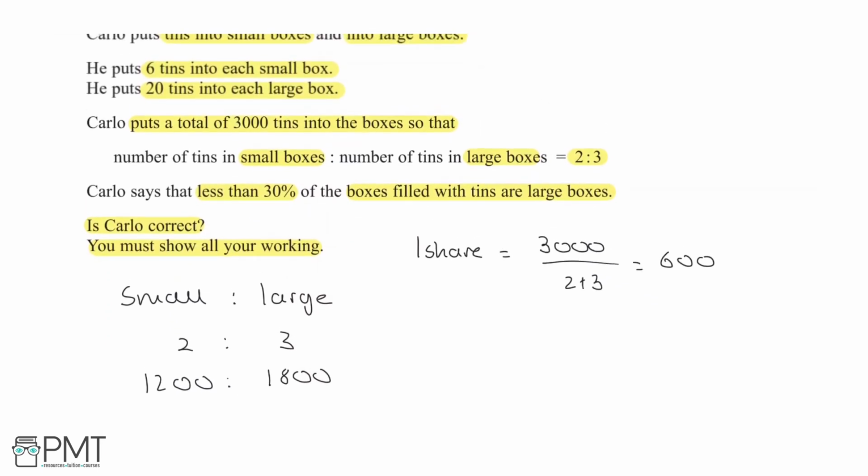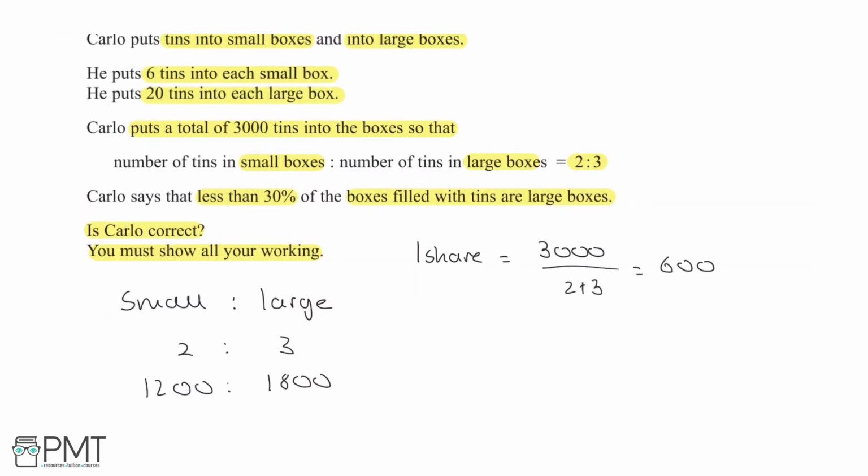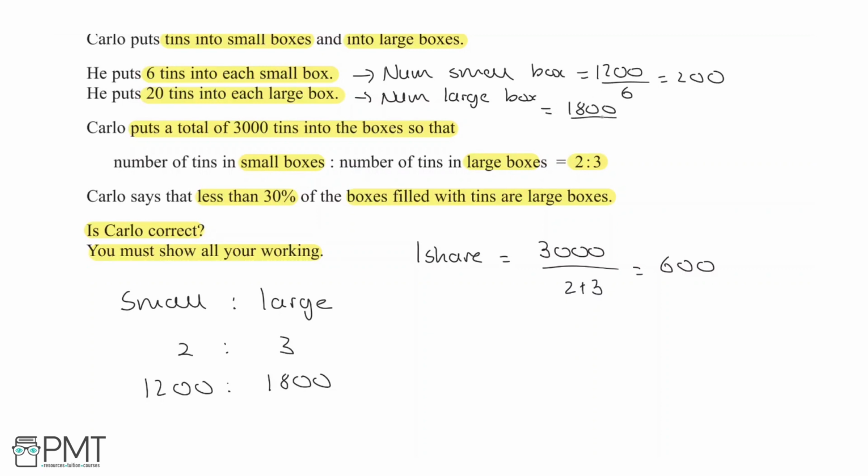So we know that 1,200 tins go into small boxes, and there are 6 tins in each small box. So that means the number of small boxes will be 1,200 over 6, which equals 200, and the number of large boxes will equal 1,800 over 20, which is 90.